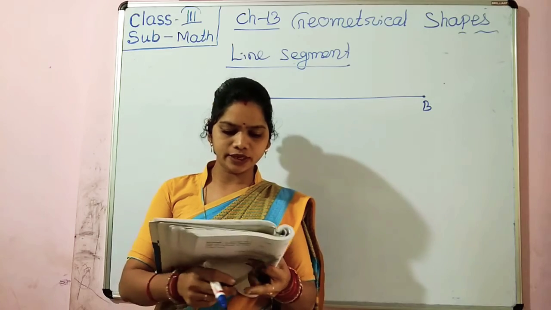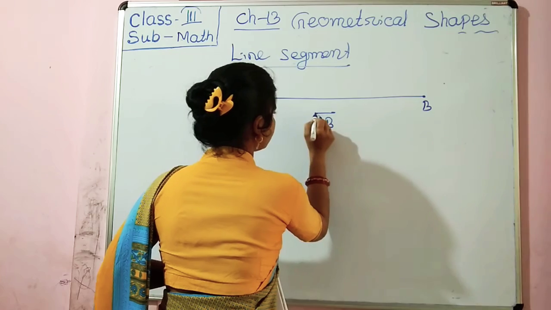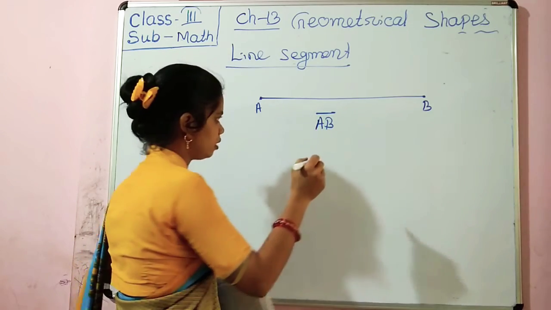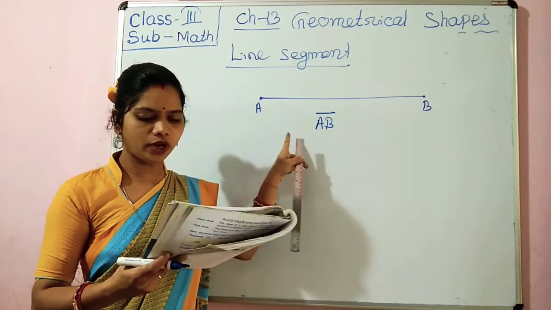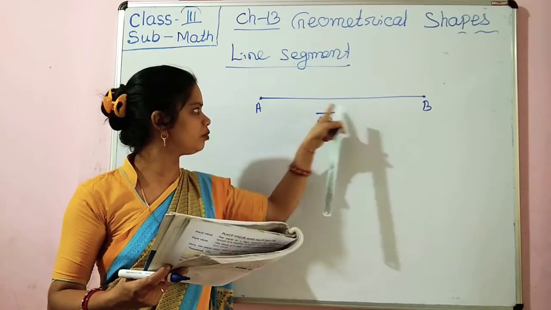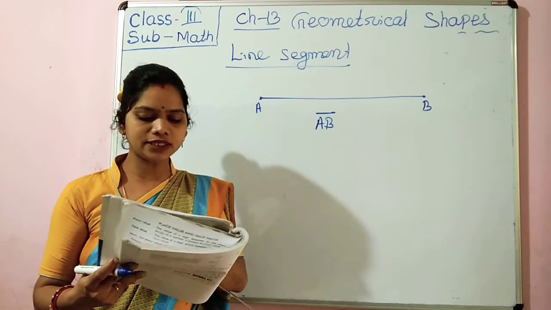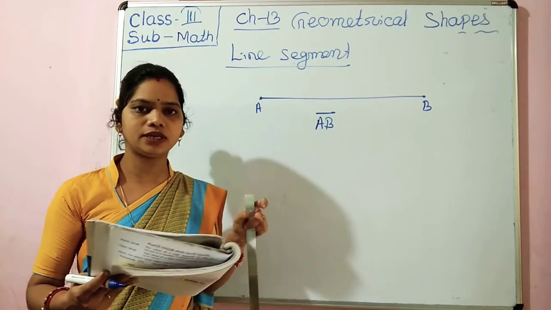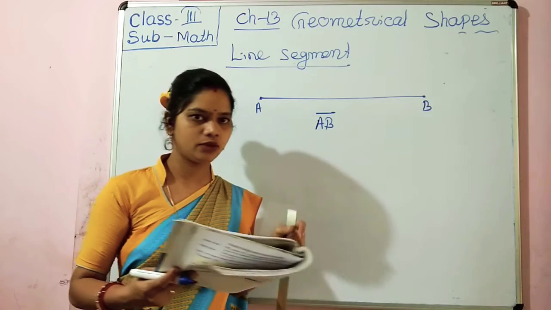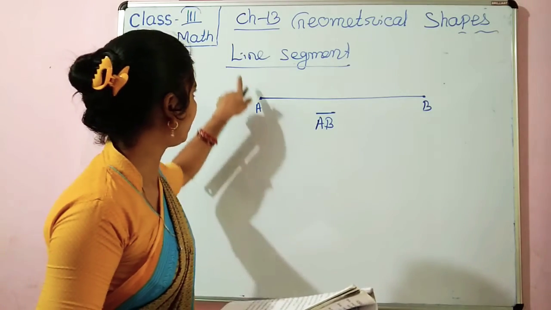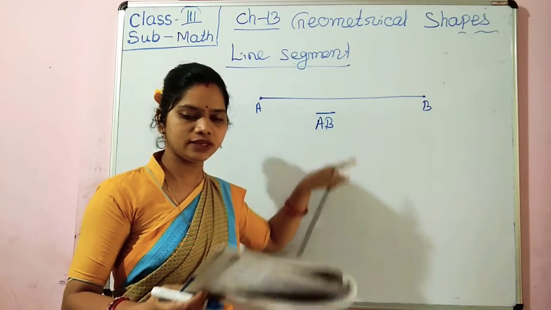AB is a straight line. Look how we write it: AB we write as a straight line. Points A and B are called the end points of the line segment. A line segment has a definite length. It has no breadth and no thickness.